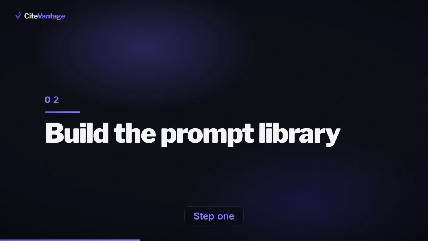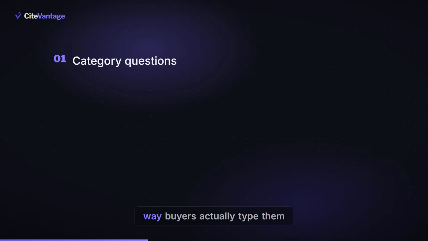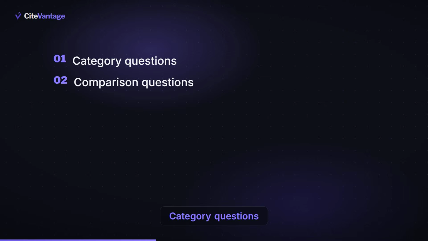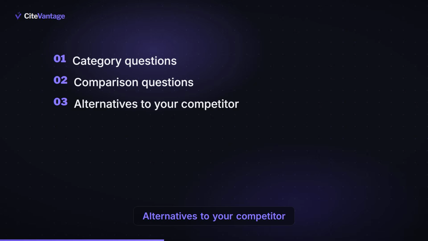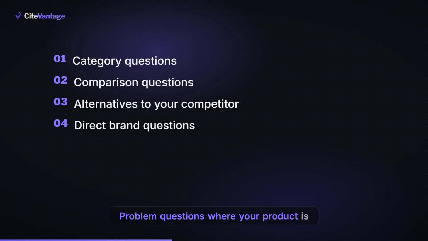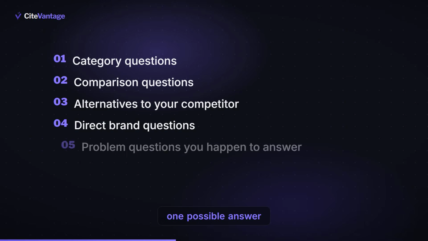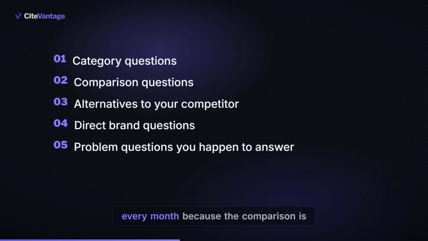Step 1. Build the prompt library. 10 to 20 questions phrased the way buyers actually type them. Category questions. Comparison questions. Alternatives to your competitor. Direct brand questions. Problem questions where your product is one possible answer. Write them once and reuse them every month, because the comparison is the point.